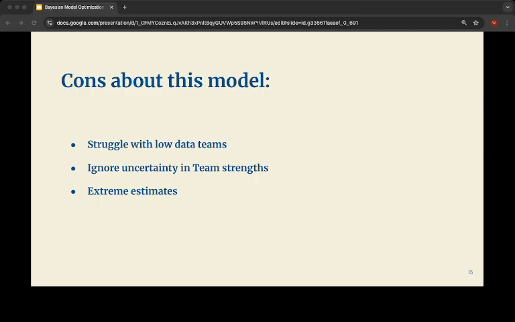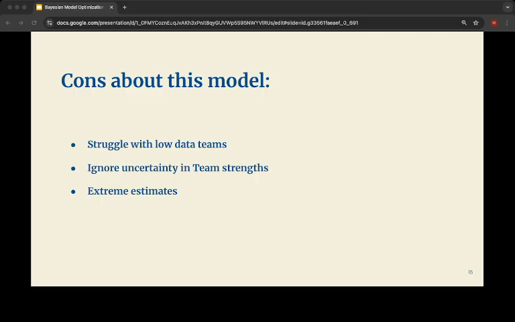The Poisson model gives fixed attack and defense values. It assigns a single attack and defense value per team and does not account for uncertainty, which multi-level models do account for. It doesn't borrow the power of attack and defense from the other teams to get the estimate for the small team.